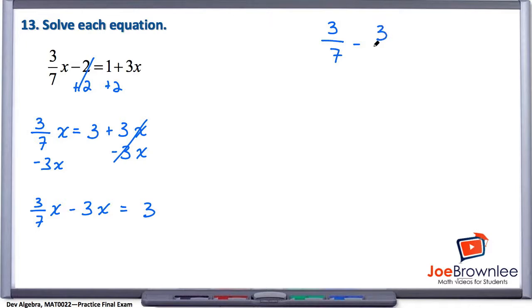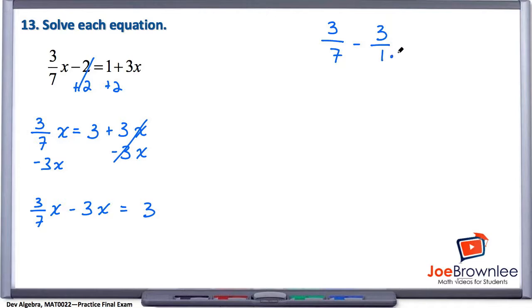We can turn 3 into a fraction, can't we? We can just say 3 over 1, and now we can clearly see we've got one fraction minus another fraction. When we add and subtract fractions, we need a common denominator. Looking at our two denominators, we have a 7 and a 1, so the common denominator is going to be 7. I don't have to touch this fraction, but I do have to manipulate this one so that the denominator 1 turns into a 7.